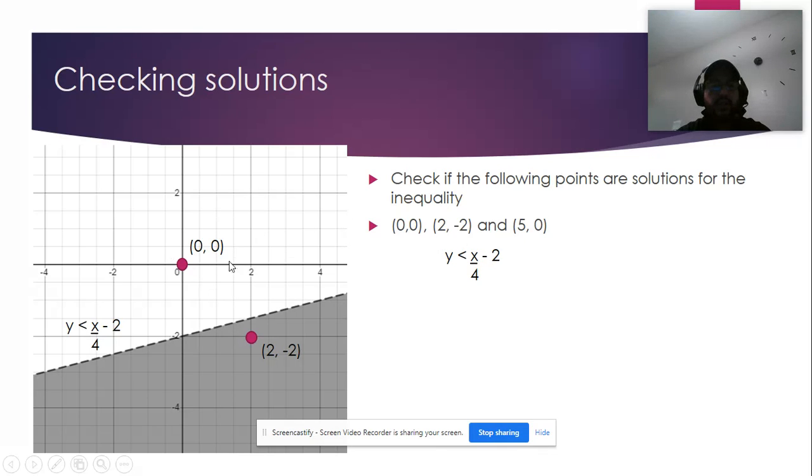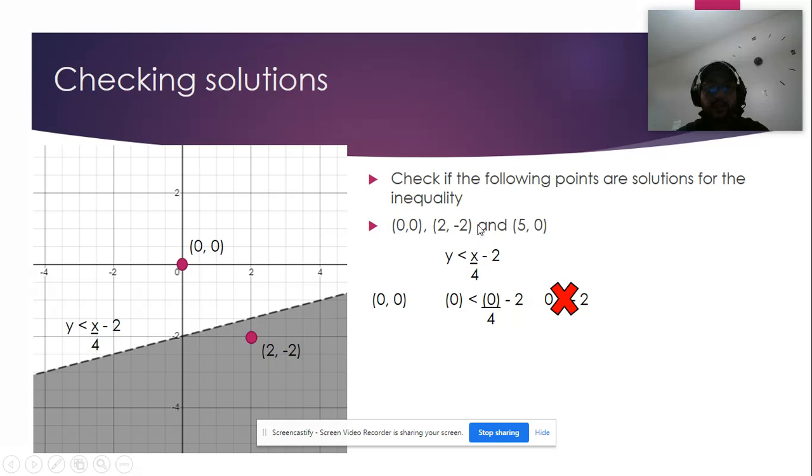Let's start with the first point, 0 comma 0. Let's check it in the inequality. We're going to substitute each value: y with 0 and x with 0. So 0 less than negative 2, this is not true. That's why this is not a solution.